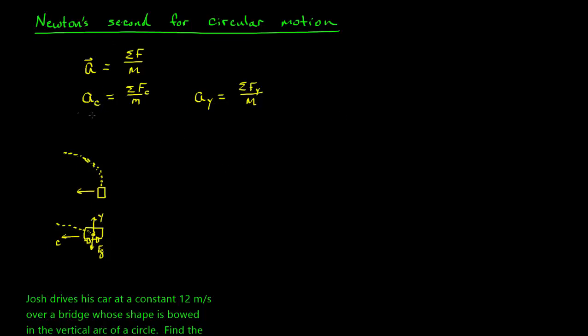Knowing that this part right here is v squared over r, and that would be your net force, you can rearrange this, your net centripetal force divided by mass. And then we can multiply and solve and do whatever we do. All right, let's do an example.